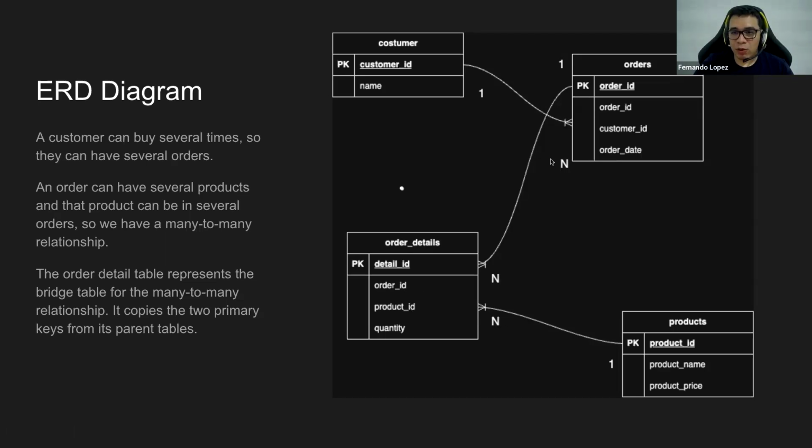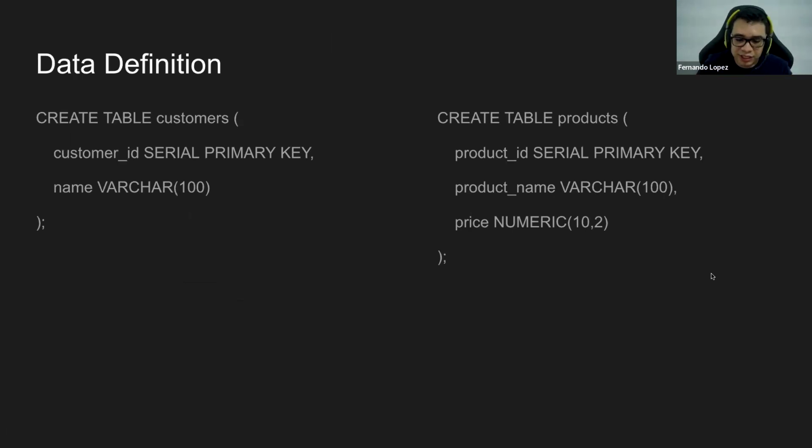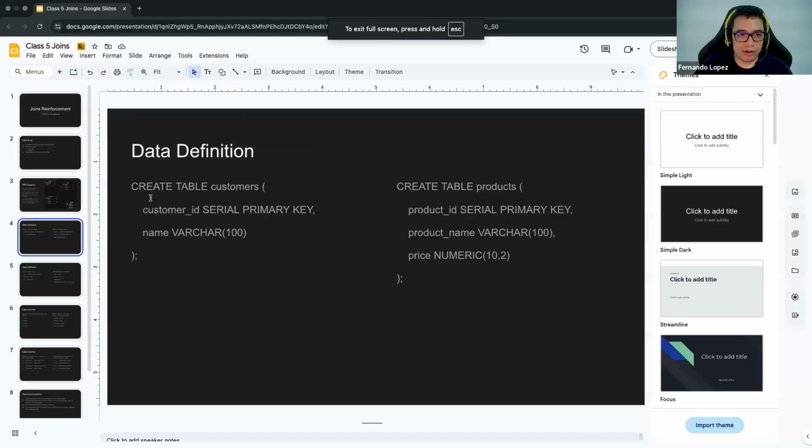It's going to copy the order ID and it's going to copy the product ID. So here we are setting up the many-to-many relationship. Based on this diagram, the table definitions that we are going to be using today are the next ones. We have a customer table, and the DDL SQL for this table is this one.